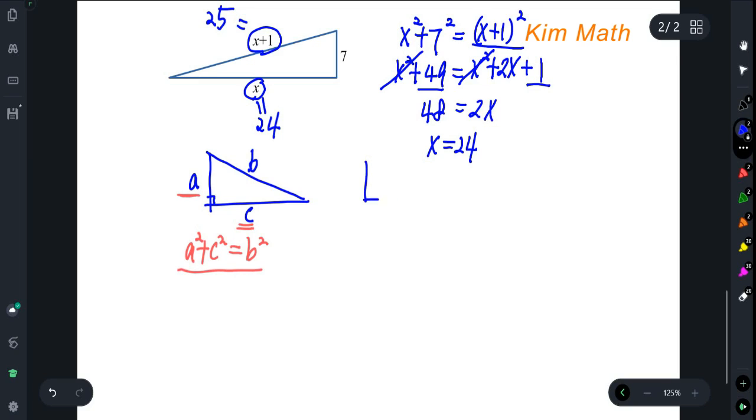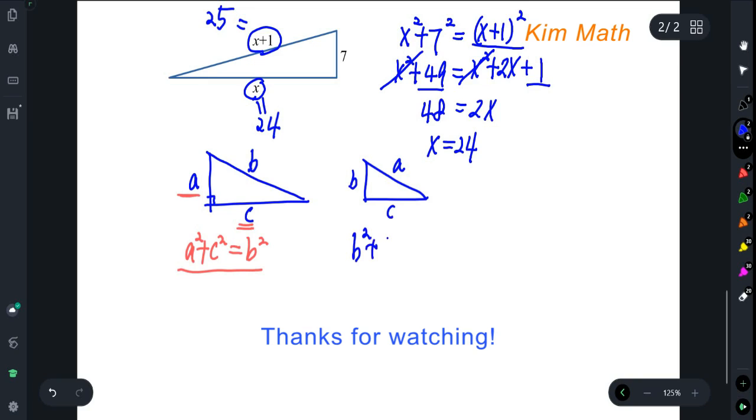Again, for example, if this is A, this is B, this is C, then B squared plus C squared equals A squared. This is the Pythagorean theorem.